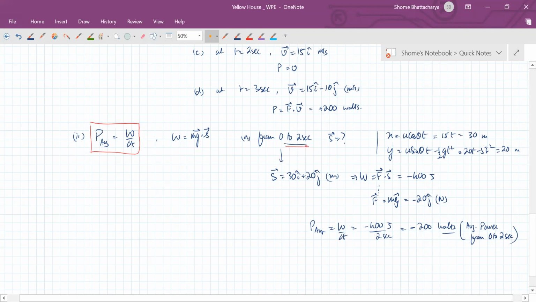So from 0 to 2 seconds, to calculate the total work done, we need to find out the displacement. So the displacement is coming from this formula. X component is u cos theta t, y component is u sin theta t minus half g t square. So in this, you put the value of time as 2 seconds. So it will come out to be 20 meters. This will come out to be 30 meters. So once you got the displacement, from that we calculate the work done by taking the dot product and then divide the work done by the time taken. So that's the average power.